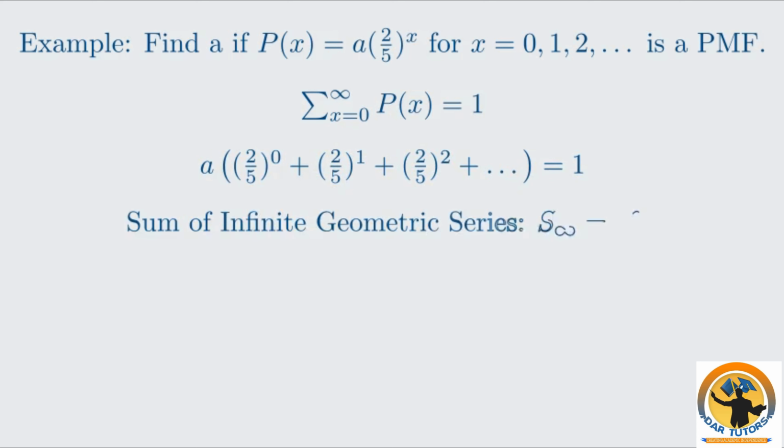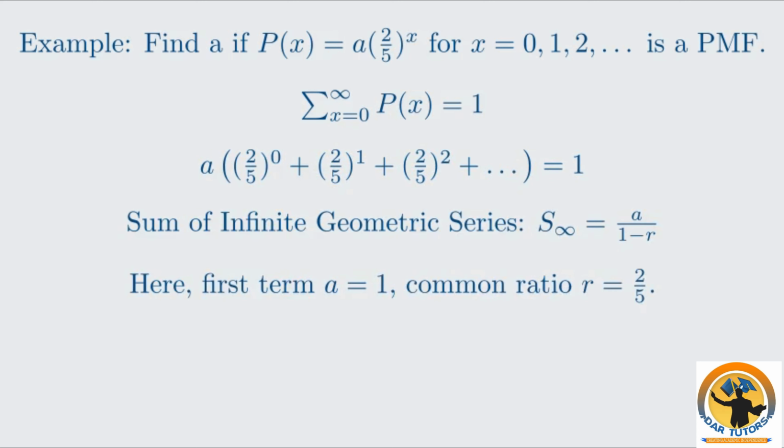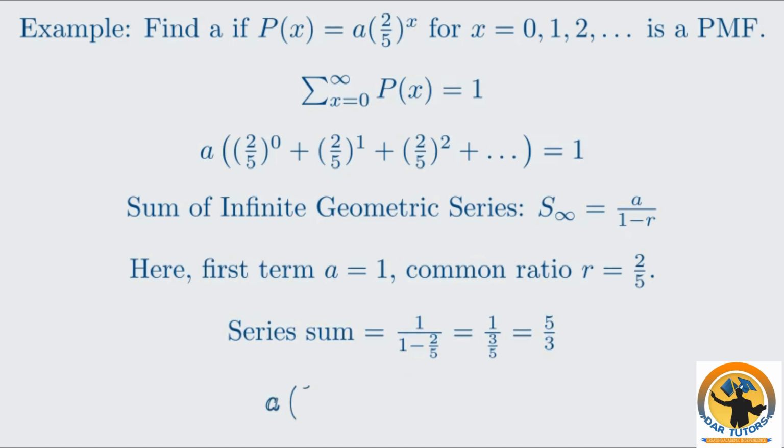The formula for the sum of an infinite geometric series is a over 1 minus r, where a is the first term and r is the common ratio. In our series, the first term is 1, and the ratio r is 2/5. Substituting these values, we get 1 over 1 minus 2/5, which simplifies to 1 over 3/5, which is 5/3. So our equation becomes a times 5/3 equals 1. Solving for a, we find that a must be 3/5. This ensures that the total probability adds up to 1.